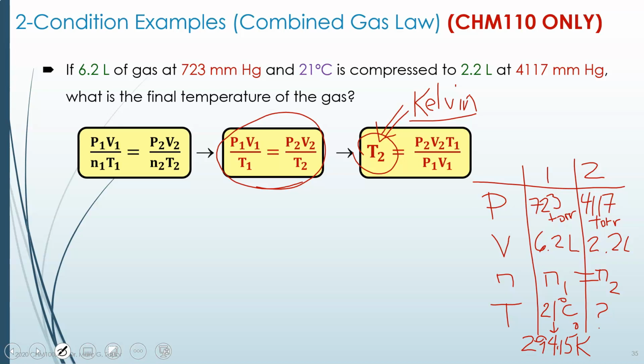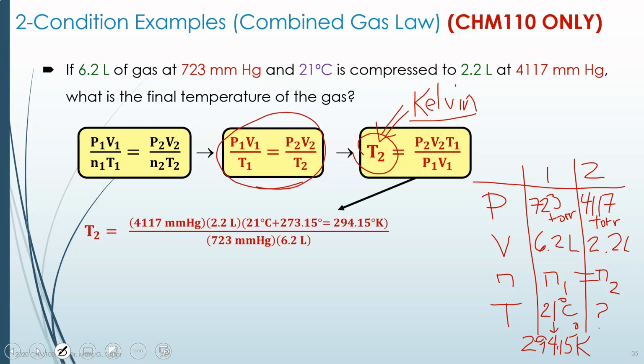So now you have all your values to plug into your T2 equals formula. So let's plug that in. We have our final pressure on the top, our initial pressure on the bottom, our final volume on the top, our initial volume on the bottom, so make sure you don't mix those up, and you have your initial temperature on the top. And now you plug this into a calculator, and you end up with 564.35 degrees Kelvin.